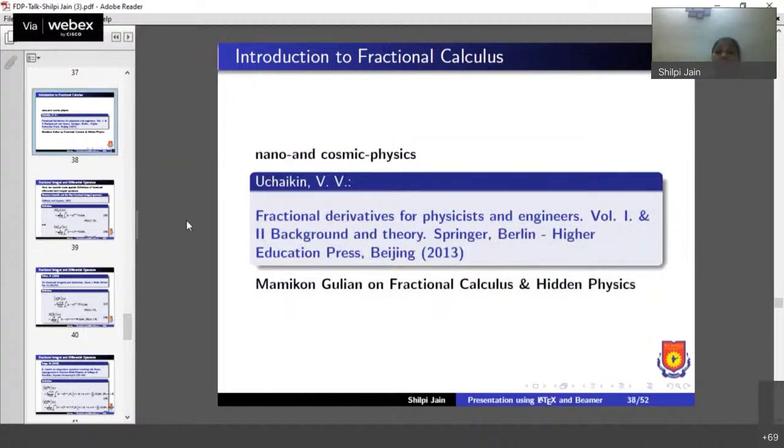Another work based on nano and cosmic physics was published in 2013. The work is Fractional Derivatives for Physicists and Engineers. This is very important for nano and cosmic physics, published by Springer, Berlin, and Higher Education Press, Beijing in 2013. Also, Mamikon Gulian on fractional calculus and hidden physics.